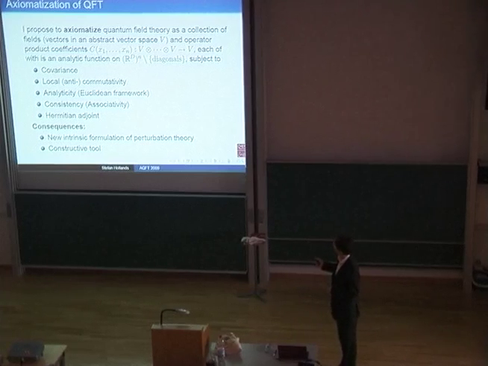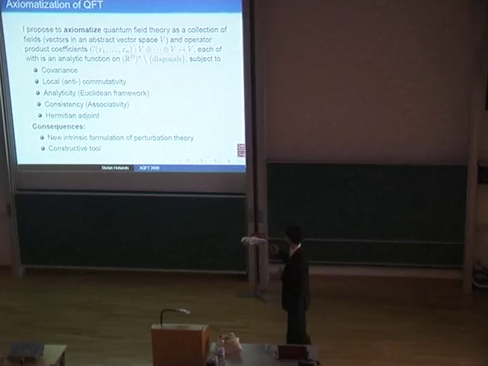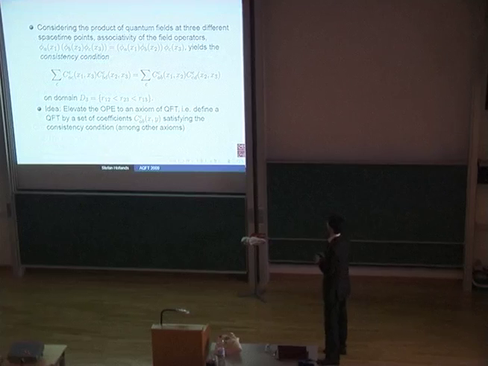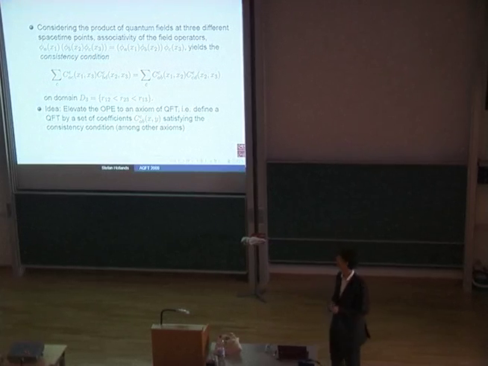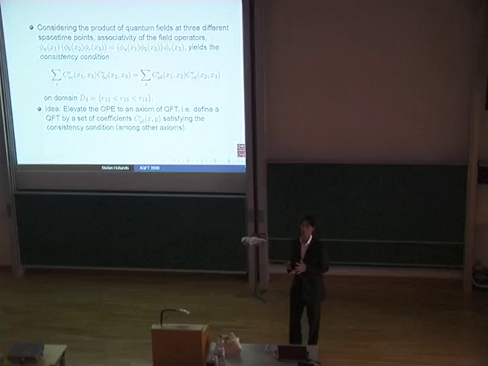And then you want them to be defined for non-coincident points, and you want them to be real analytic functions in these n variables from R^d. And you have some notion of Hermitian adjoint, another operation on this V, which is supposed to be consistent, and so on. The main point is what is the analog of the associativity condition, and that's what I'm going to describe. I want to see how this leads to a new formulation of perturbation theory and how it can be used as a constructive tool. So what is this consistency condition? I think we heard about this this morning. I'll tell you again. It's a heuristic derivation, not a mathematical proof.